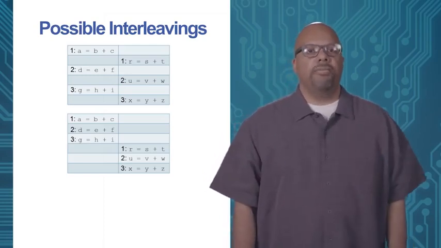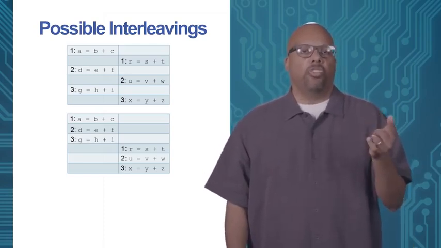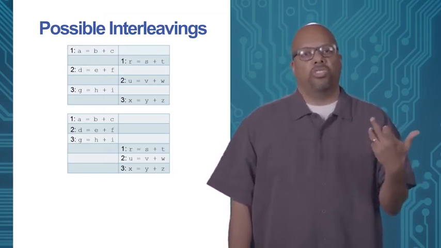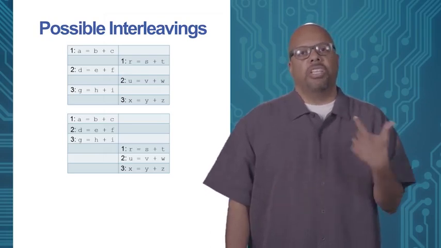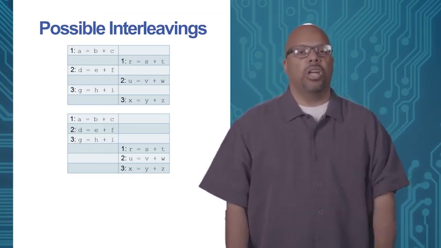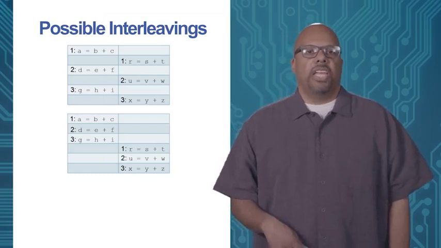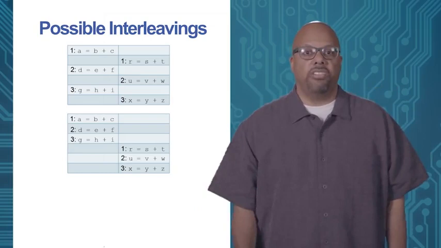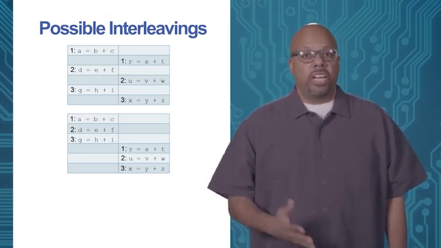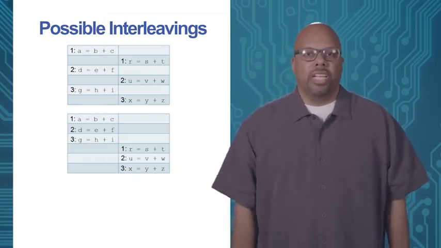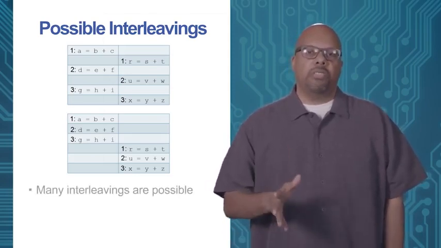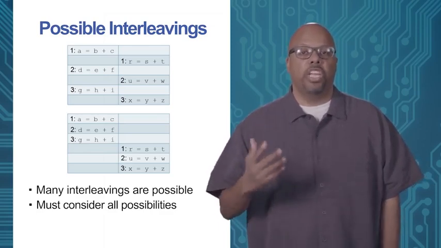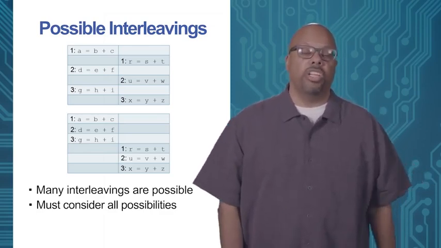Now the top interleaving is just alternating between instructions in one task versus the next. So task 1, instruction 1, task 2, instruction 1, task 1, instruction 2, task 2, instruction 2, and so on. Now, the bottom interleaving is saying, look, it fully executes task 1, instructions 1, 2, and 3, and then it fully executes task 2, 1, 2, and 3. That is possible too, and there are many more. So there are many interleavings that are possible, and you have to consider all these possibilities, or at least some subset of them, when you're thinking about whether your code works correctly or not.